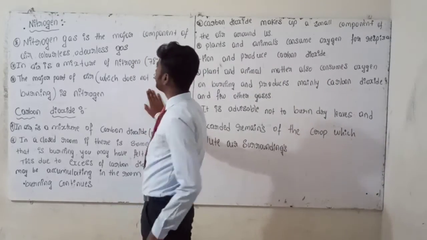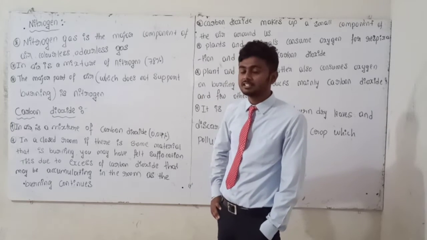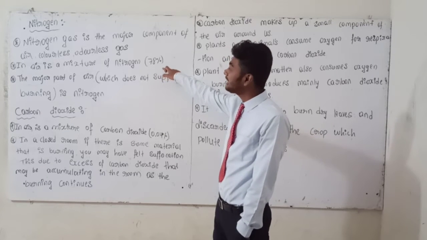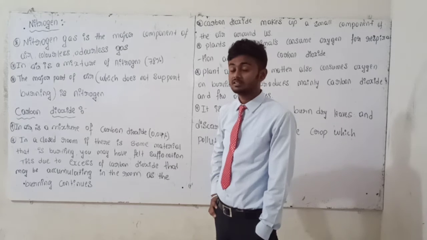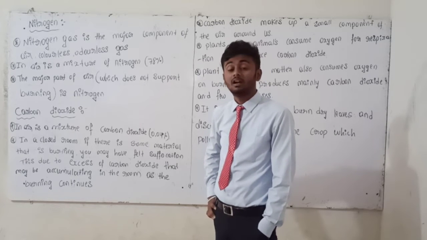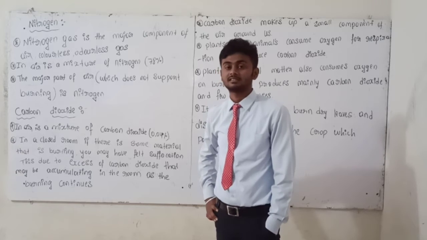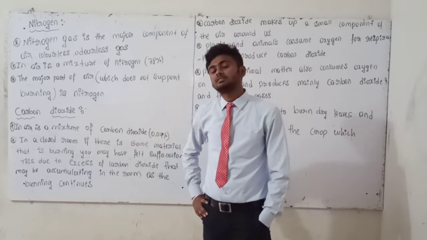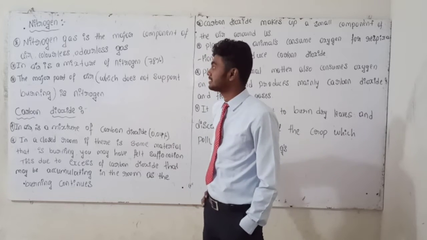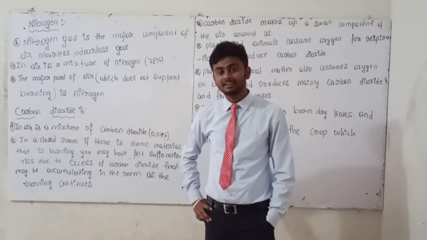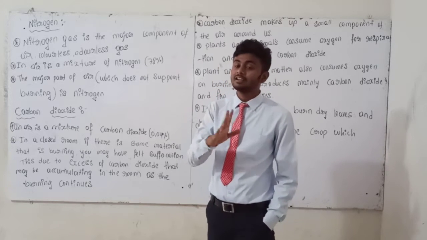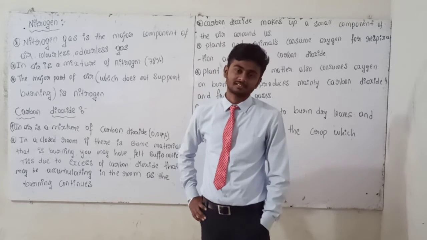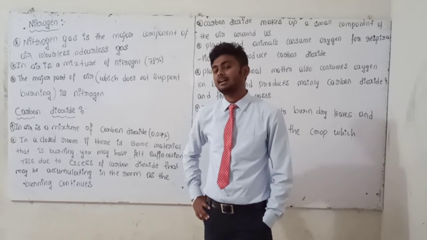Okay. How many percent is nitrogen present in our surroundings, in the air? 78%. This is also very useful for manufacturing, for food preservation and the chemical industry. It is a major component in the air, and it is a colorless and odorless gas.